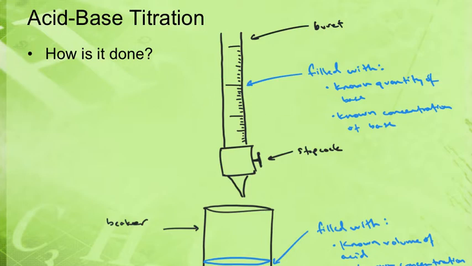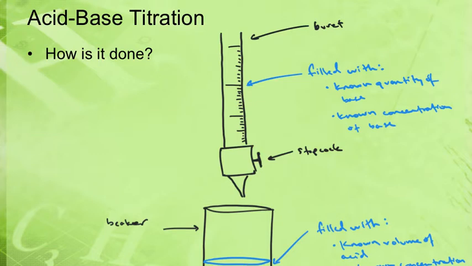What we fill this with is a known quantity of base, because we have the markings on the side for the volumes, and the known concentration of base. So we know the concentration and we know the volume of the solution in here. Underneath, down below in the beaker, we're going to have a known volume of acid that will usually be pipetted into here. And then we'll have an unknown concentration of that acid. So generally what we're doing with an acid-base titration is trying to figure out the concentration of the acid.